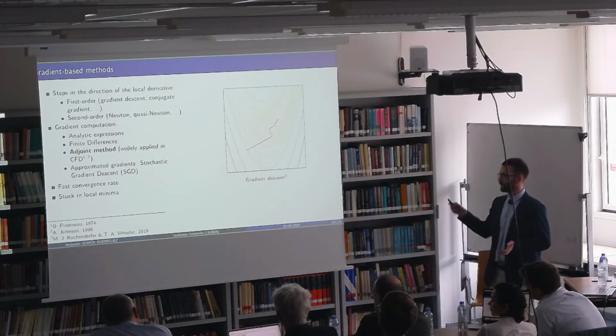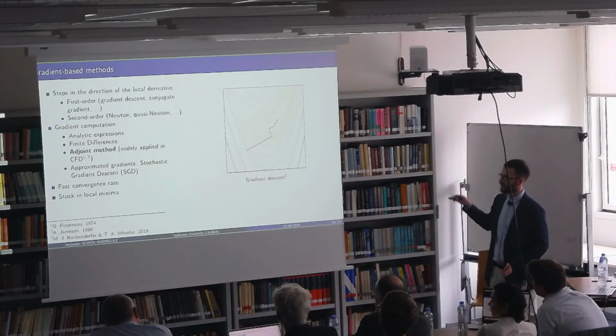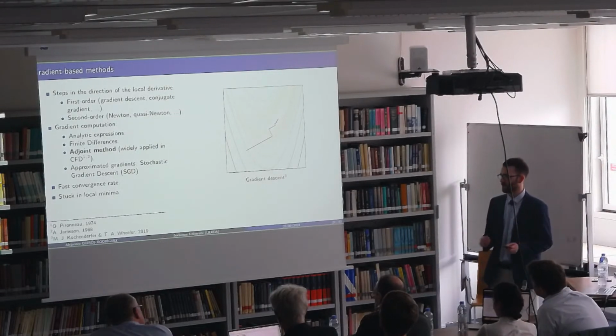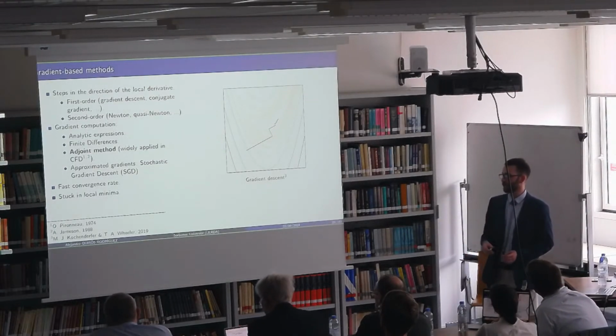As an alternative, we have methods that use approximated gradients, such as stochastic gradient descent. These methods provide a very fast convergence rate, but the problem is that when we have very complex objective functions with many local minima, they get stuck in these local minima, and they do not allow convergence towards the global minimum.